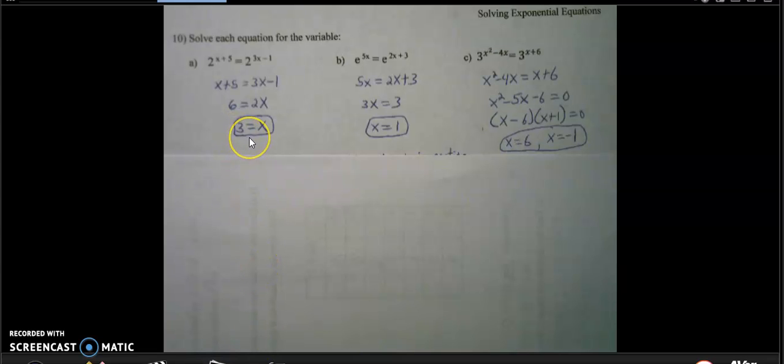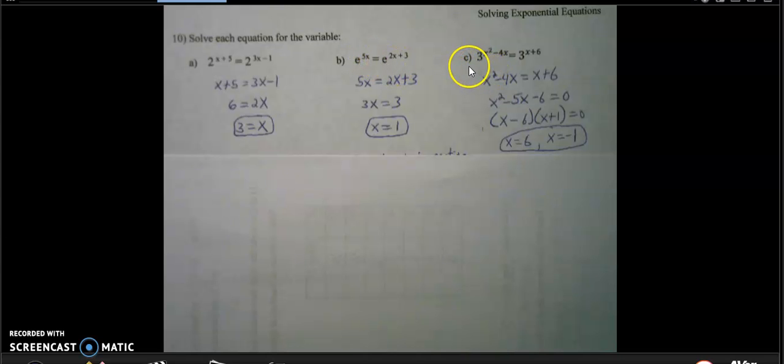In part A, notice that we get x equals 3, and you should always substitute your answer back in to make sure that it does work. So 3 plus 5 is 8, and then 3 times 3 minus 1 is 9 minus 1, which is also 8. So it is true that 2 to the 8th equals 2 to the 8th. Part B is similar idea. You get x equals 1, and you get e to the 5th equals e to the 5th.